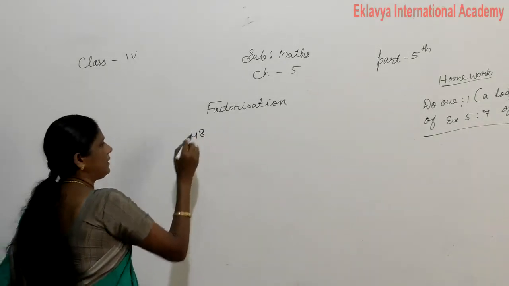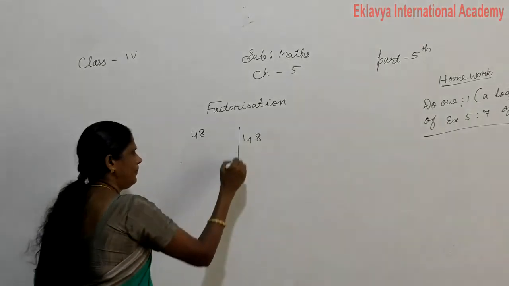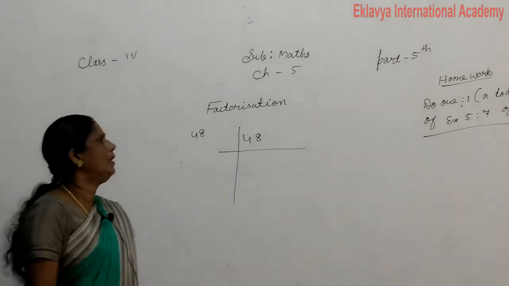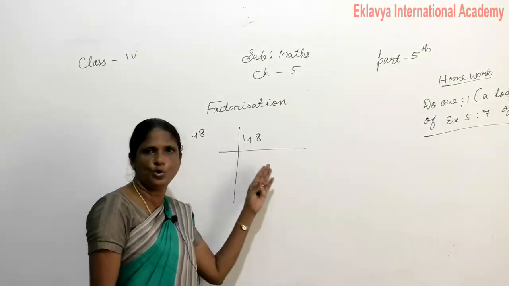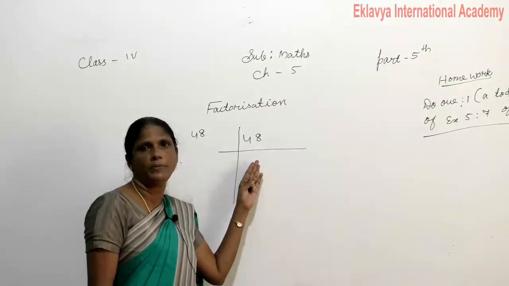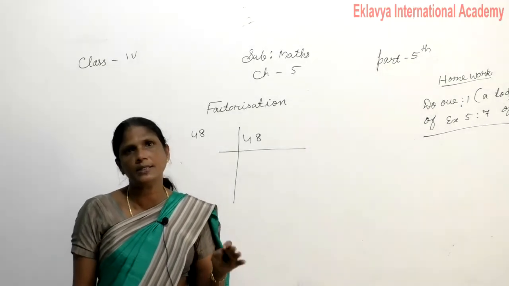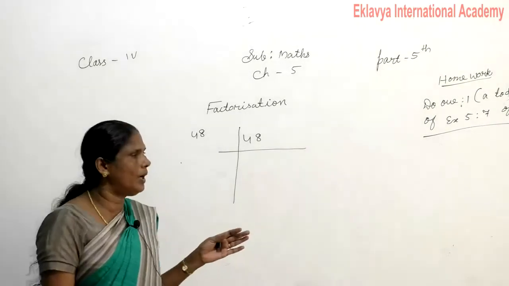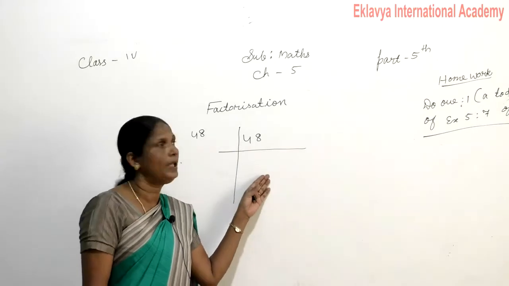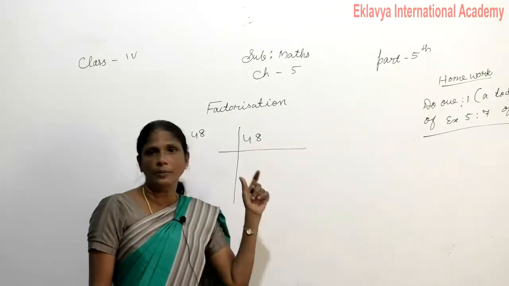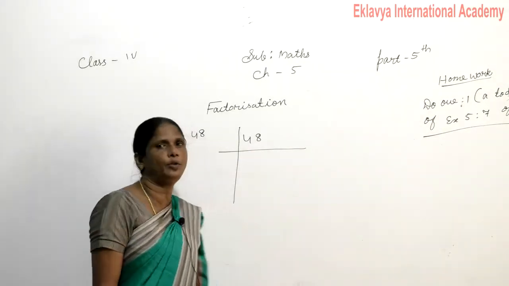What is the prime factorization of 48? First we write it this way. First you check whether this number is divisible by 2. What is the test of divisibility? If 0, 2, 4, 6, or 8 comes in the ones place, that number is divisible by 2. Here 8 comes in the ones place. Therefore, 48 is divisible by 2.